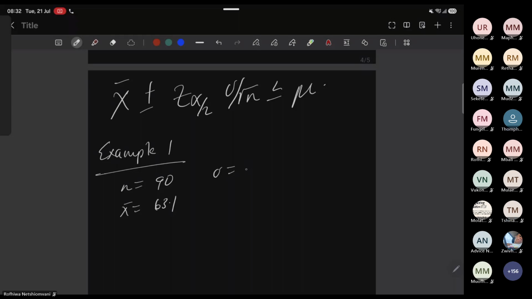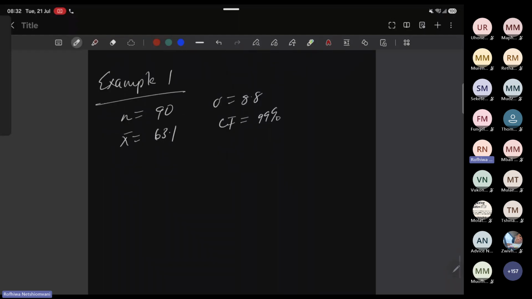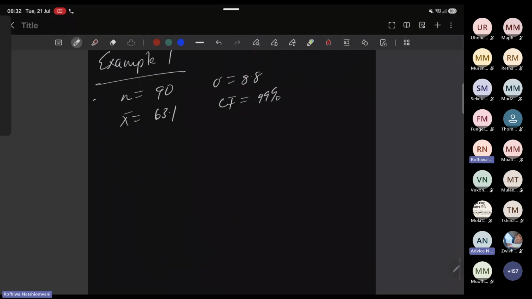8.8. CI is 29%. This is how we answer the question. So now, this I will write it down in the memorandum. Every memorandum you see, I will have this first. I will say given.